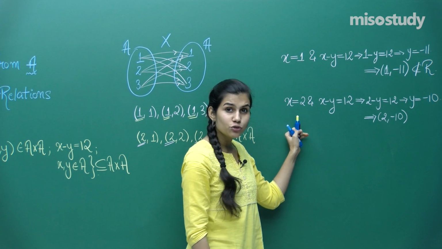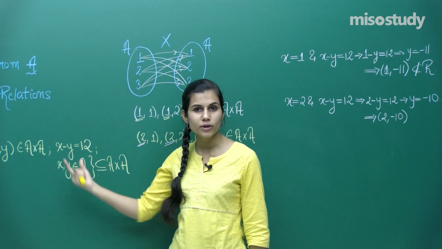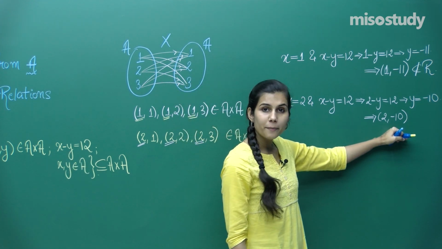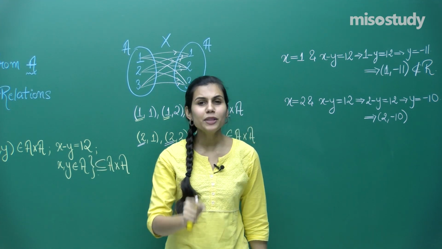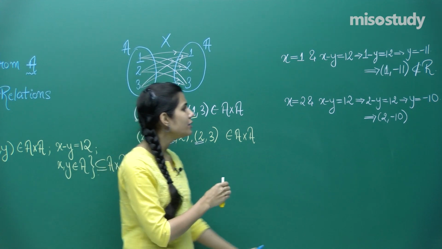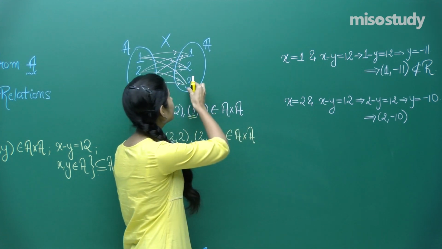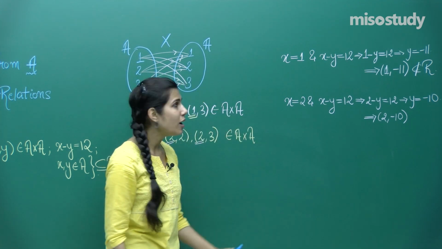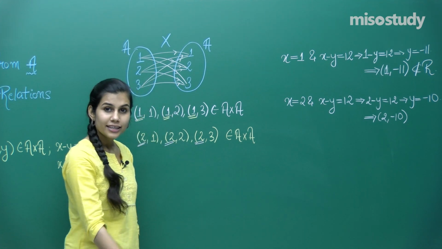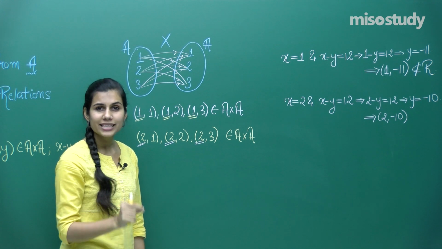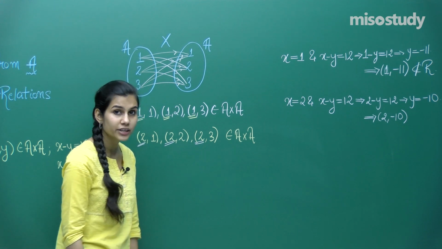So, corresponding to 2, the ordered pair which satisfies the rule of x minus y equals 12 is the ordered pair 2 comma minus 10. But can I place it inside R? Again, the problem lies in that the y which is being obtained here, which is equal to minus 10, does not come from set A. That is why there is no tuple like 2 comma minus 10 here in the list. The only members of A cross A with 2 as the first element are 2 comma 1, 2 comma 2 and 2 comma 3.